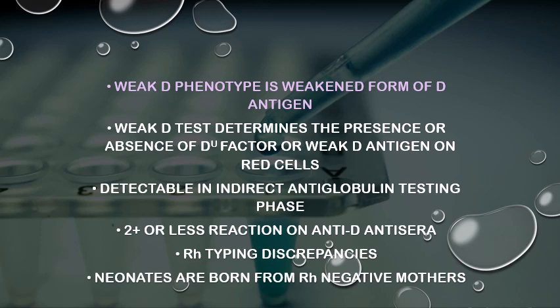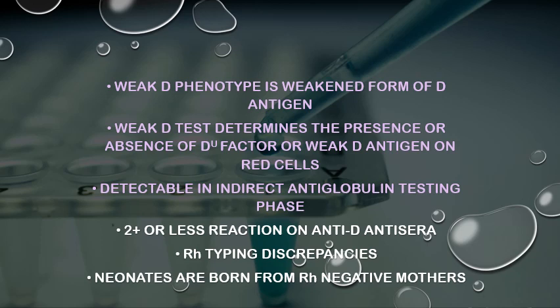Mistyping of Rh may cause hemolysis of red blood cells and may cause death to the patient. We don't want that to happen. Weak D test determines the presence or absence of DU factor or the weak D antigen on red cells. Weak D antigens react strongly in the indirect antiglobulin testing phase.